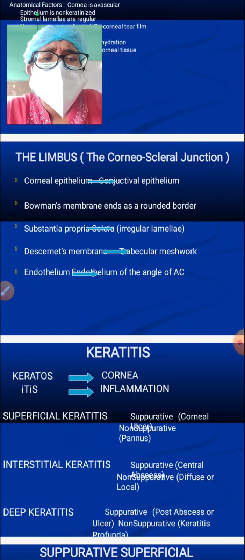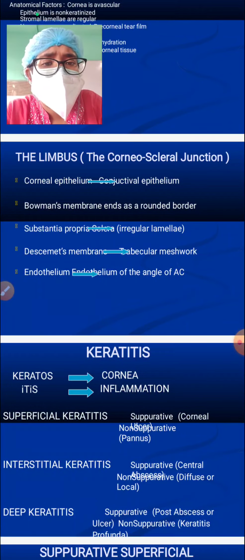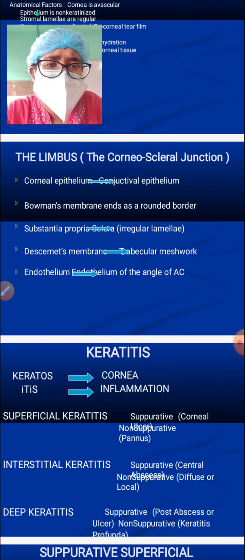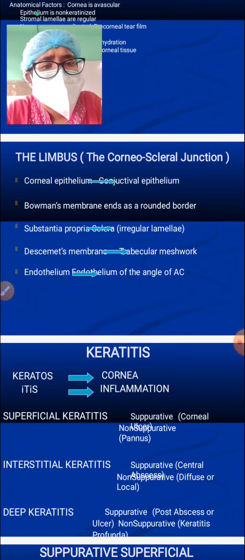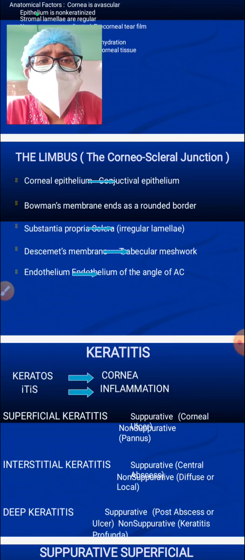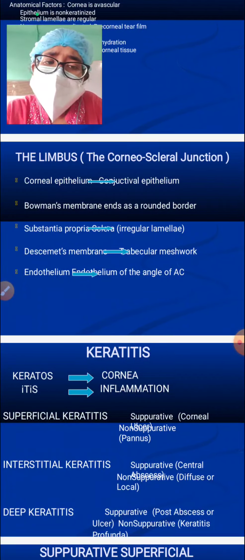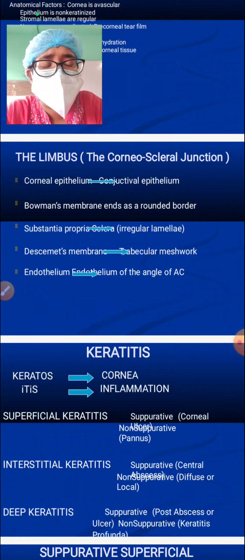Okay, why is it important to know? Because whenever each layer is affected, means if corneal epithelium is affected or substantia propria is affected, subsequently there is a chance of affection of the sclera also. Like Descemet membrane affection or endothelium affection of the cornea will directly affect the iris also and cause iritis. So it is important to know through which the connections.